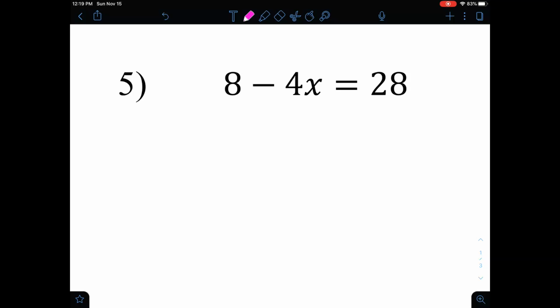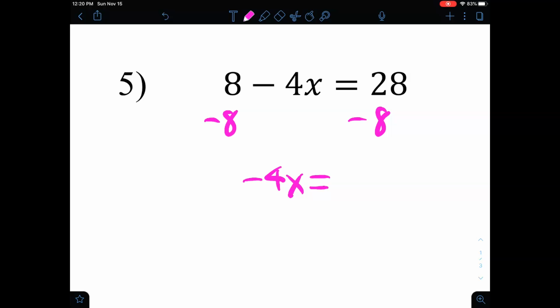So we need to get rid of that 8 and that negative 4 times x. Do we do the division first, or do we get rid of the multiplication first, or the positive 8 first? Usually we do the opposite of PEMDAS, and we want to get rid of addition and subtraction first. You could also write this as negative 4x plus 8 equals 28. So the first thing we're going to do in this problem is we're going to subtract 8 from both sides. We want to get that negative 4x by itself. So we're going to subtract 8 from both sides.